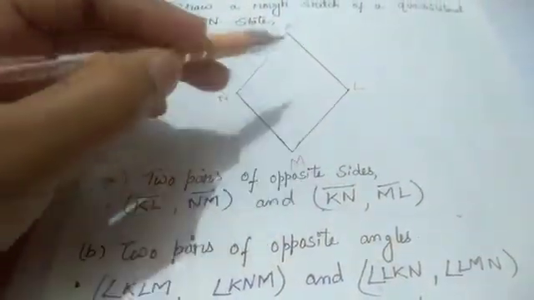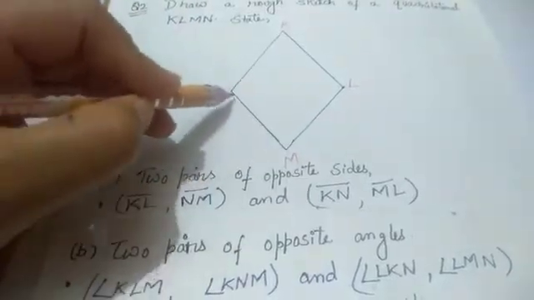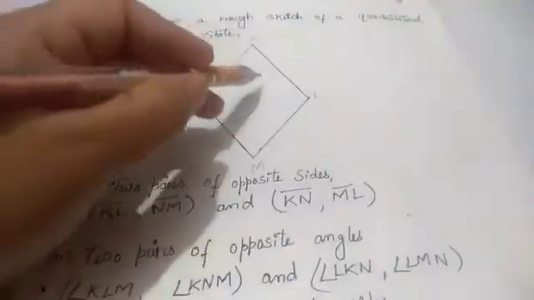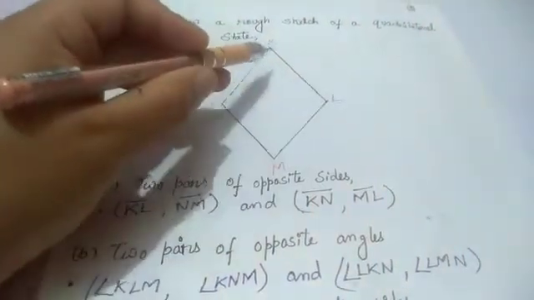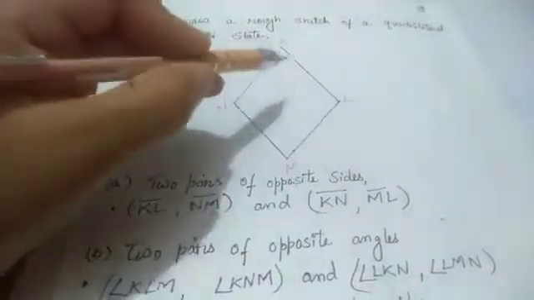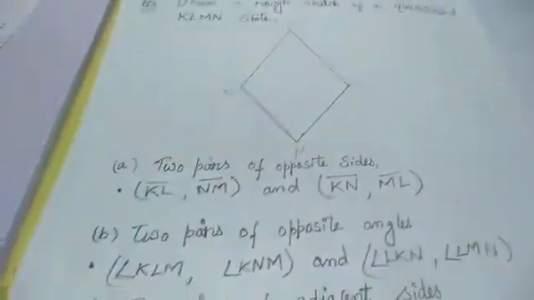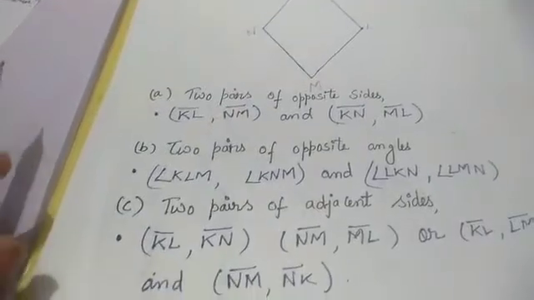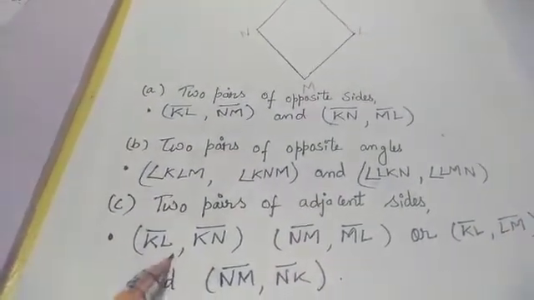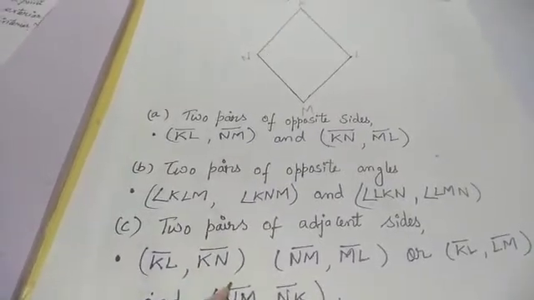KLM and KNM are a pair of opposite angles of this figure. And angle LKN and angle LMN are the other opposite pair of angles. Now part C, two pairs of adjacent sides. KL and KN are one pair.